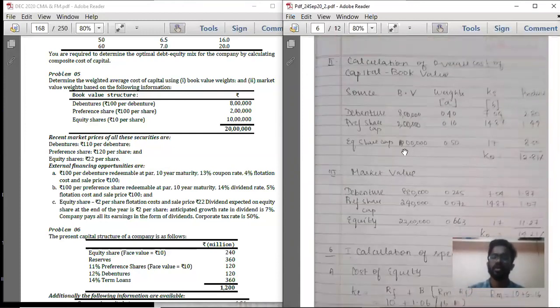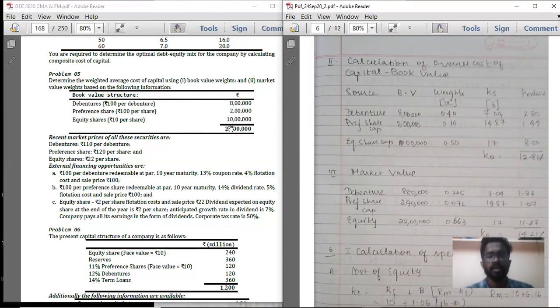Market value and book value. Now take down below that, take down statement number 2. Statement number 2, calculation of overall cost of capital. Calculation of overall cost of capital using book value. They have asked us to find both book value and market value.